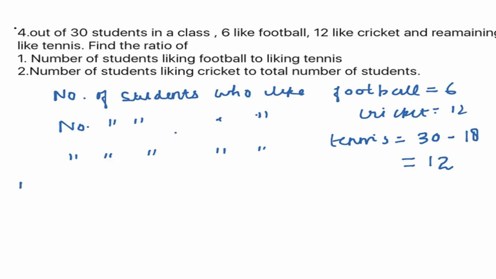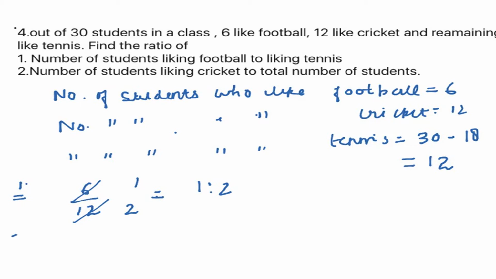Now the first part is we have to find out who like football. How many like football? 6. And the tennis is 12. So the HCF of 6 and 12 is clearly 6. 6 divided by 6 is 1 and 12 divided by 6 is 2. So it means the required ratio is 1:2.